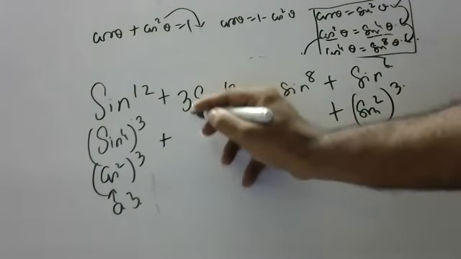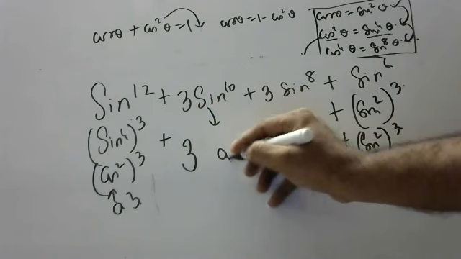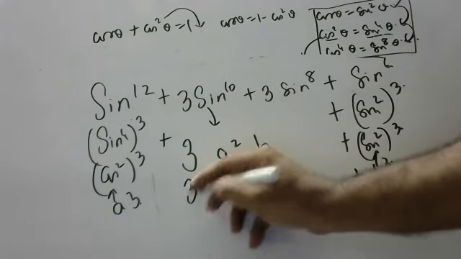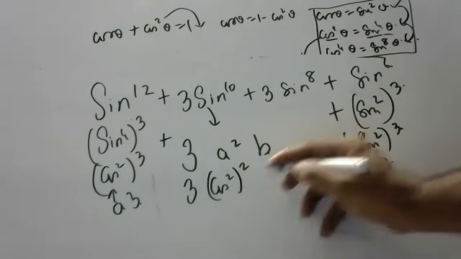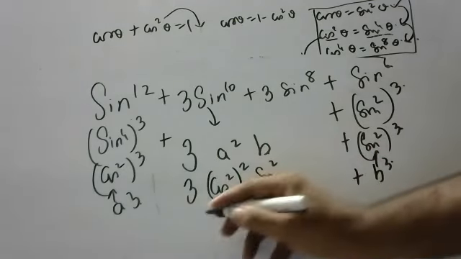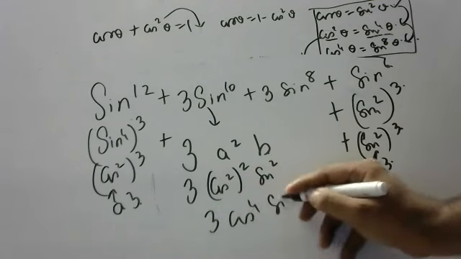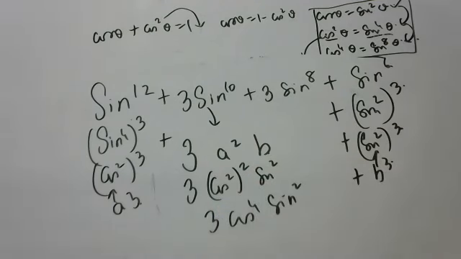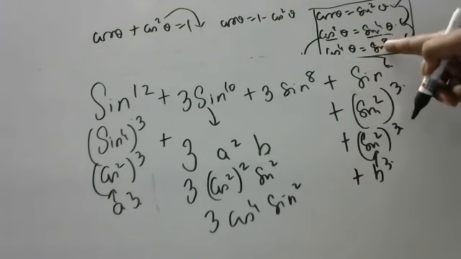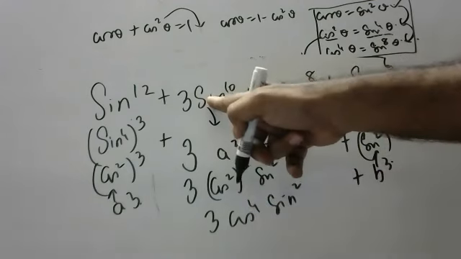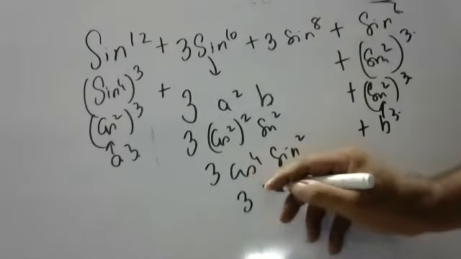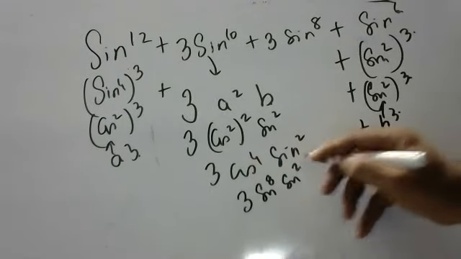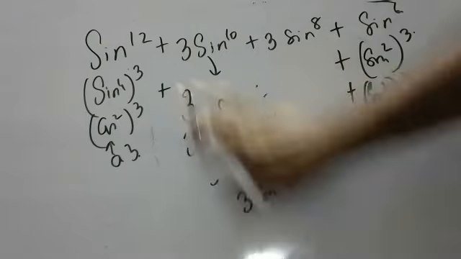Now, first one I am showing this one, children. Don't get confused. 3a square b should be here. 3, who is a, children? Cos square whole square. Who is b, children? Sin square. Okay, so 3 cos 4 sin square. Okay, children. What is cos 4 sin 8? Sin 8 sin square is sin 10. Okay, 3 cos 4 is what? Sin 8. Sin 8 sin square is sin 10. Over, children. This is what you have to show.